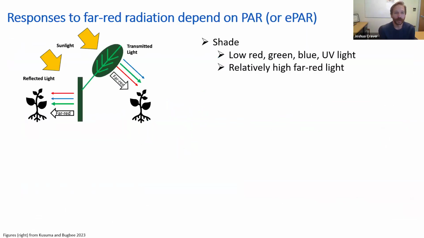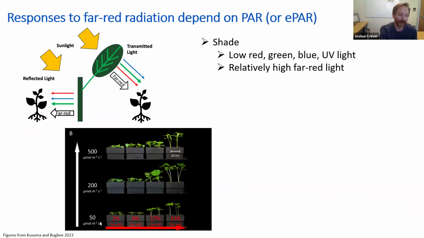So we know that responses to far red radiation are dependent on PAR or EPAR. The amount of far red you have is going to interact with the amount of red, green, blue, and UV light, because natural shade is comprised of low red, green, blue, and UV light and relatively high far red light. And we can do experiments in the lab where we're looking at both light intensity, which is on your y-axis here, and the percent of far red radiation. What we can see is as you increase that far red percentage, you get an increase in the stem elongation. But if you suddenly bump up the overall light intensity, these elongation responses are not as pronounced as when grown under a low overall light intensity.